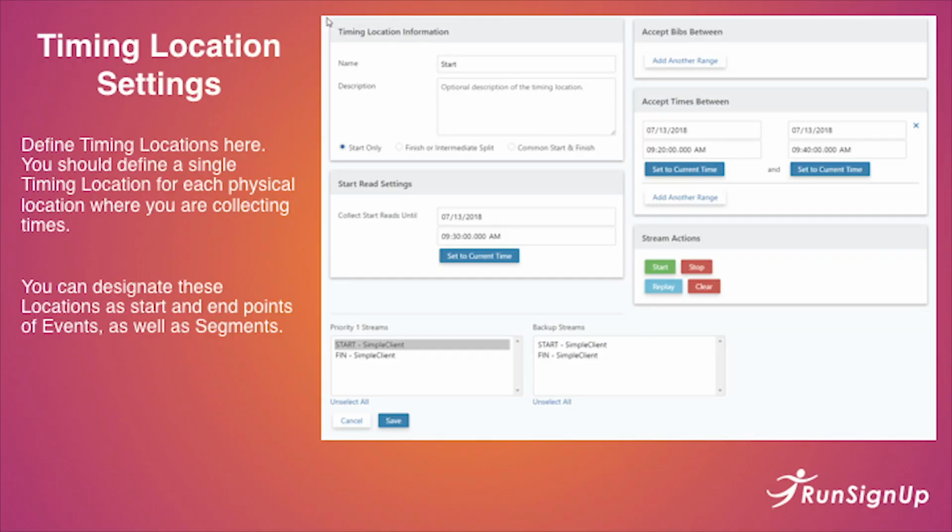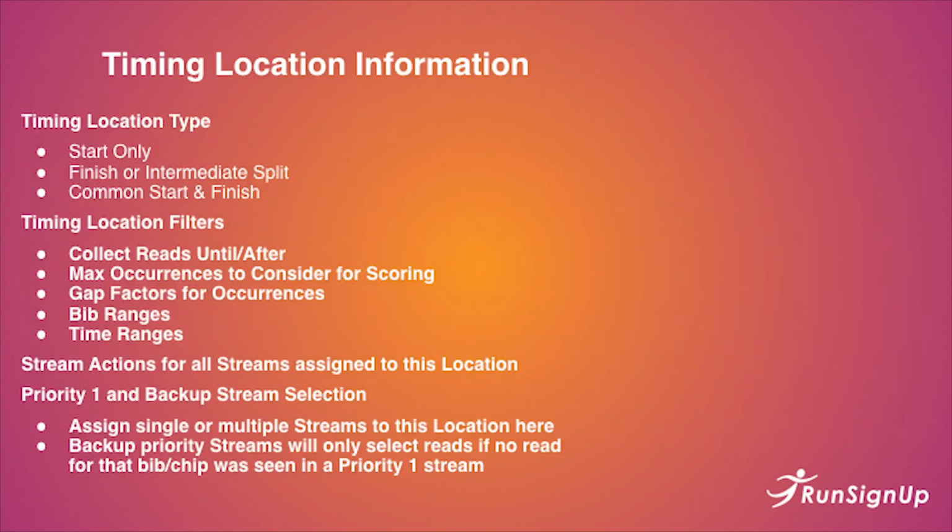So this is the location setup, and again, this is like a physical location where I'm collecting times. So I could have multiple streams being poured into this location. You can define if it's a start, a finish, or intermediate split, or a common start and finish type of location. So this determines how it's scored and how it's going to be used in the future.